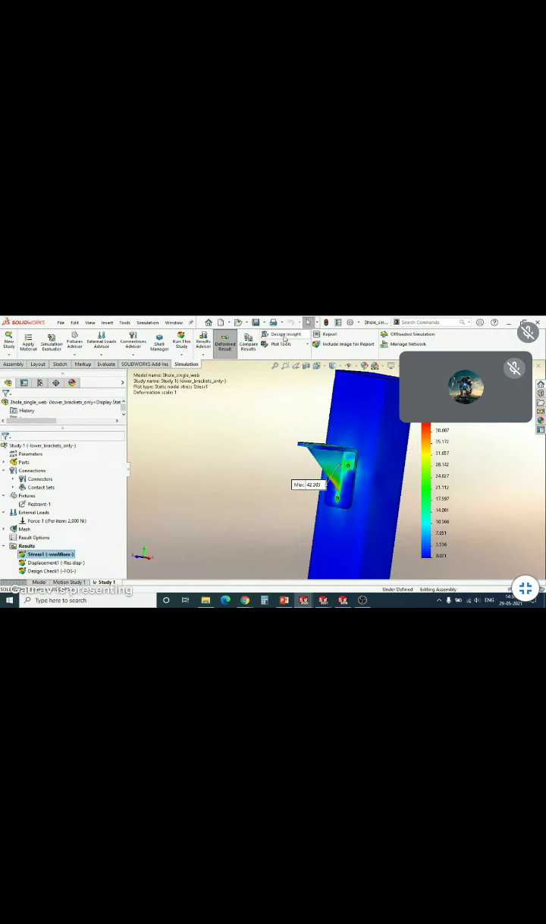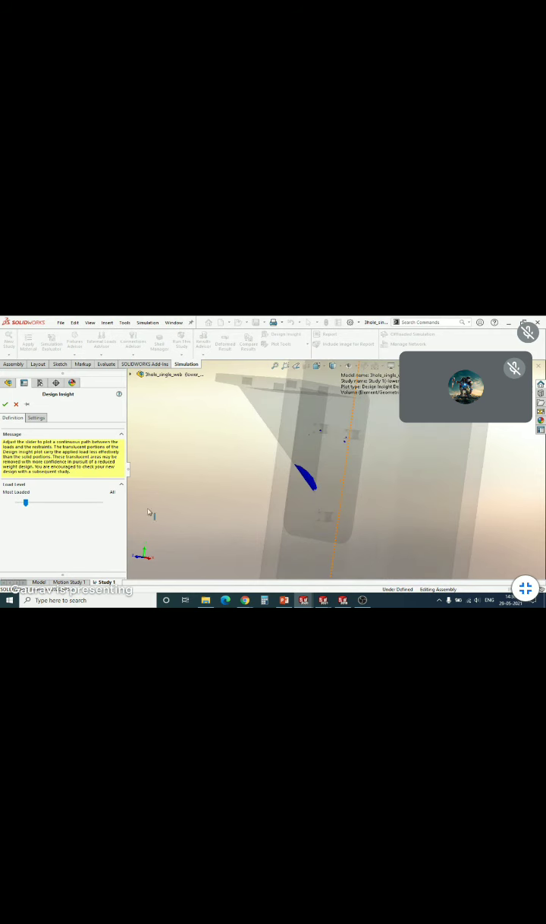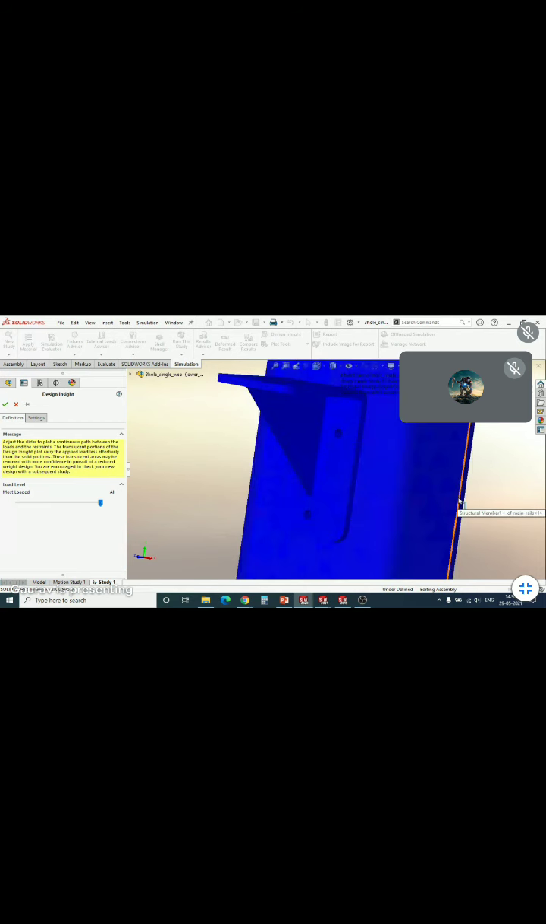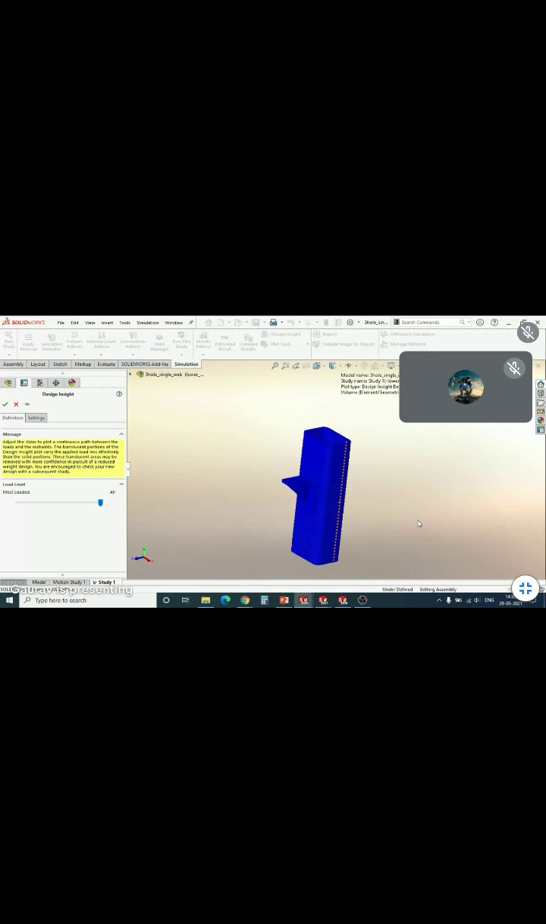Correct? Also, we have this very interesting tool called Design Insight. So whenever you design the product, you would be able to know where your maximum loads are coming. So if I take my slider towards the left, it will show me which region is taking the maximum load, correct? And how it is getting transferred to the rest of the areas, correct? So likewise, you can design your product. So which areas are taking more loads.